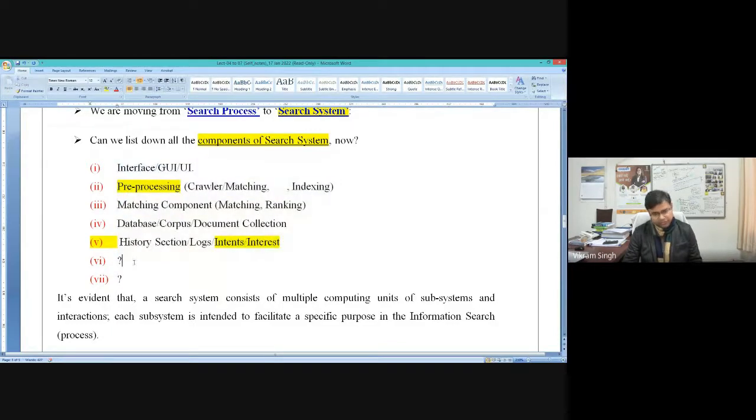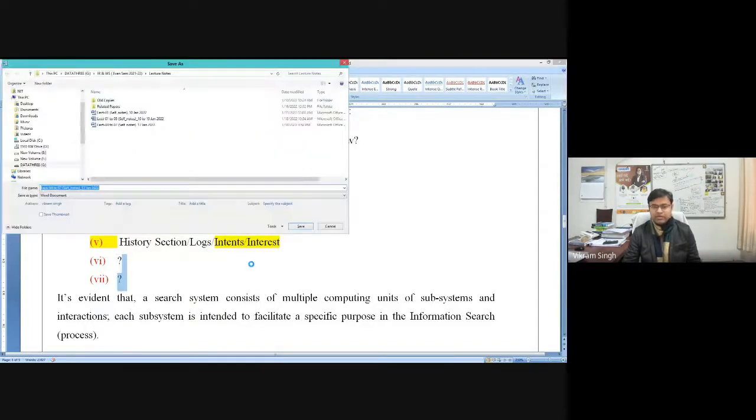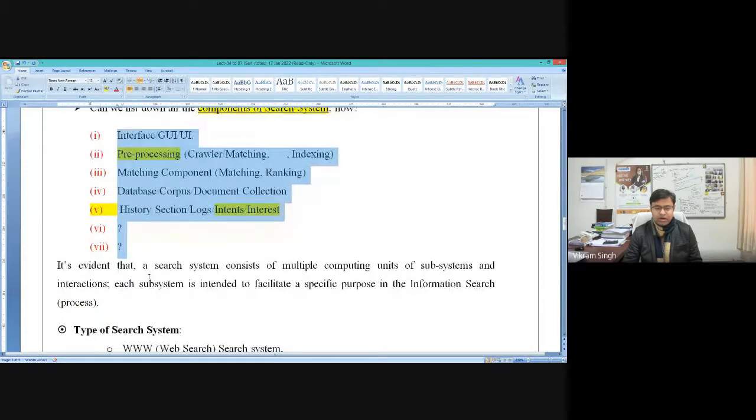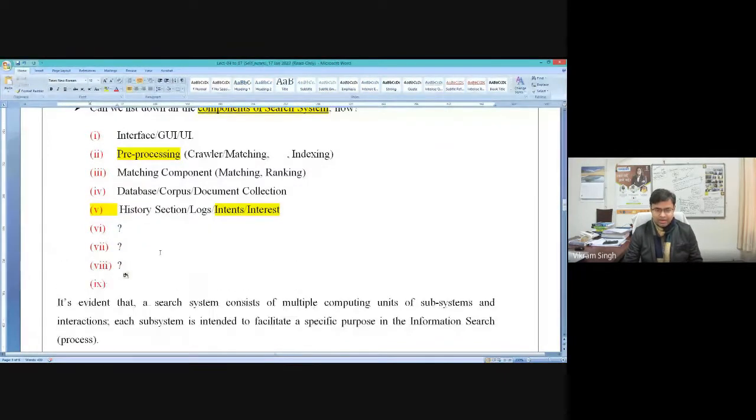Now there are another 3-4 aspects which are missing here as components. We will be coming to these parts and subsystems primarily. So these 7 or 8 things are called the components of the search system. So whenever we say what are the components of a search system, you should have these names on your fingertips, right?